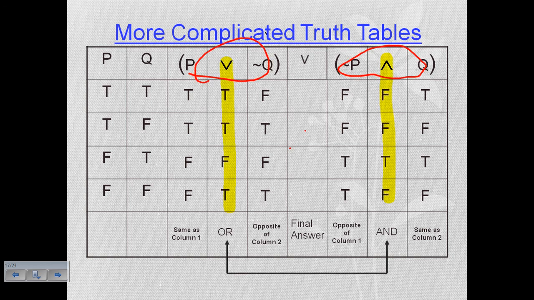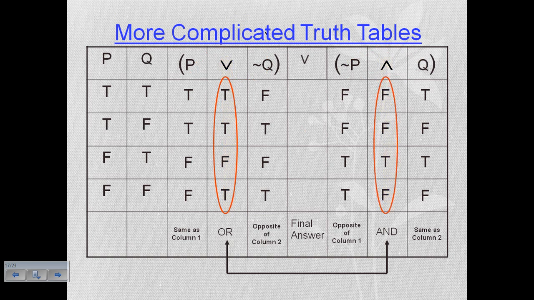So now we're going to compare these two columns to get the final answer. So a true and a false is true. A true and a false is true. A false and a true is true. And a true and a false is true. And this is a very special type of truth table. When all of the scenarios in your final answer are true, it's called a tautology. When something is a tautology, that means something is always true. It's called a contradiction when it's always false.